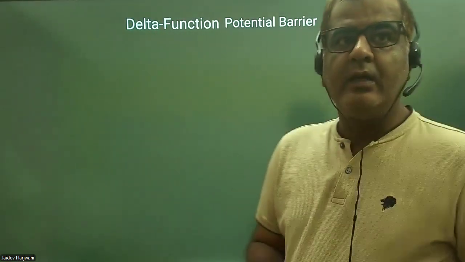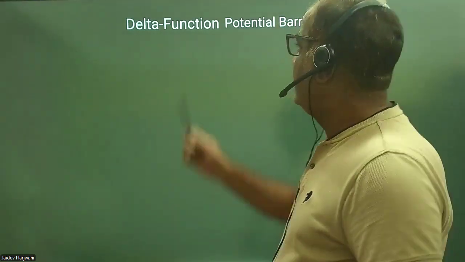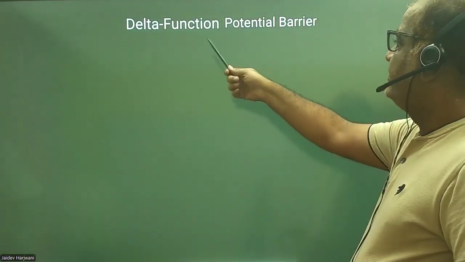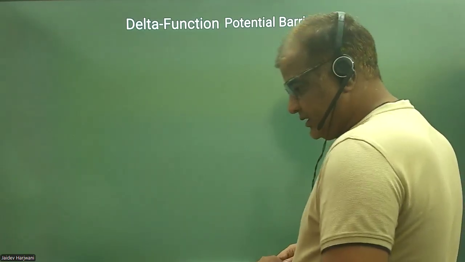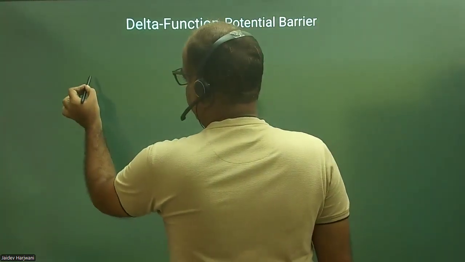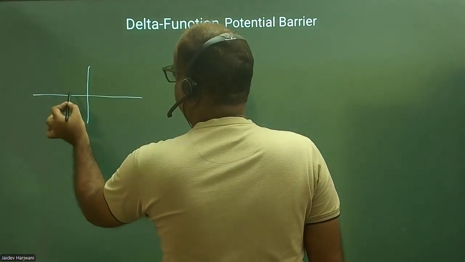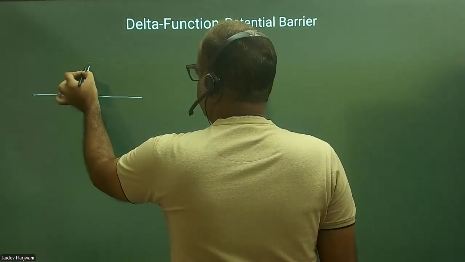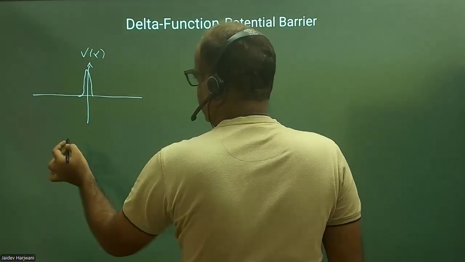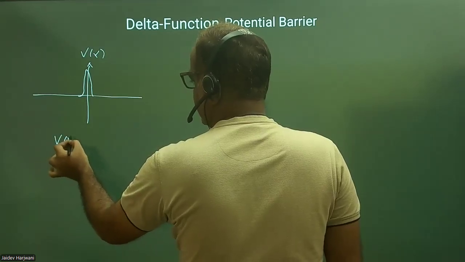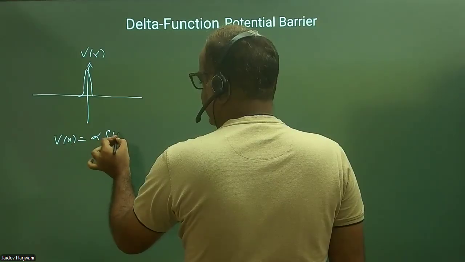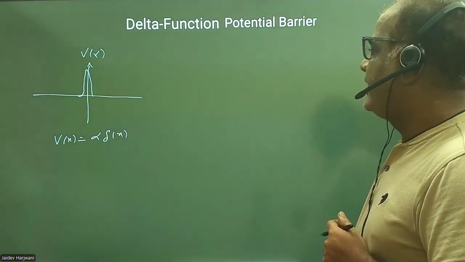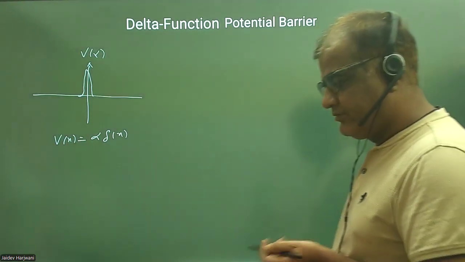Hello students, welcome. In our last videos, we solved the delta function potential well problem. Now let us solve this when we replace this well with a barrier. So if we have now a delta function potential barrier, this is my V(x), and now V(x) becomes alpha delta(x). Here there is no negative sign, so this becomes a potential barrier.